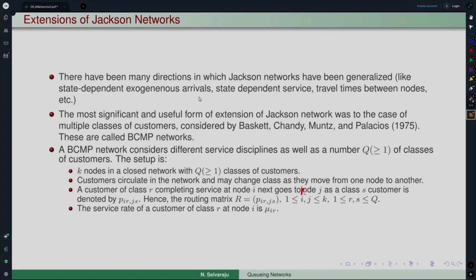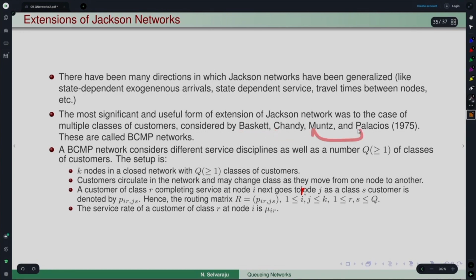But out of all those extensions, the most significant and useful extension of the Jackson network was to the multi-class network, or a Jackson network with multiple classes of customers, along with certain queuing disciplines, which was considered by Baskett, Chandy, Muntz and Palacios in 1975, and is known by their first letters.